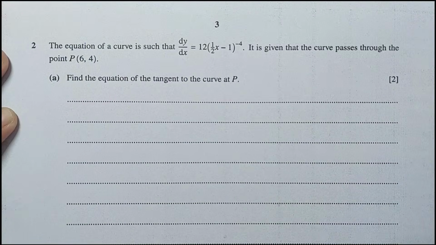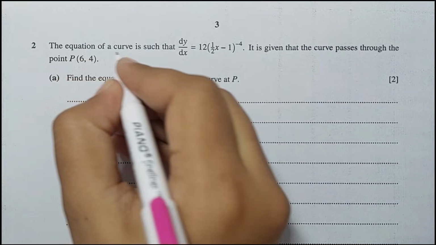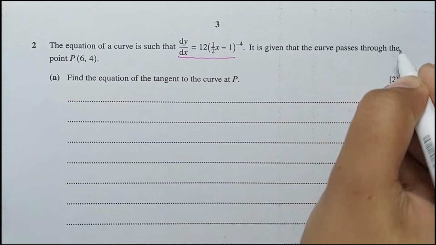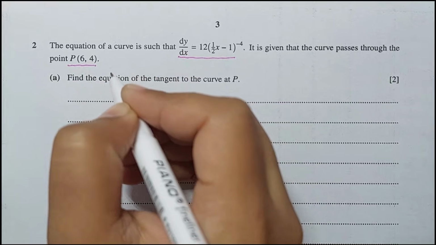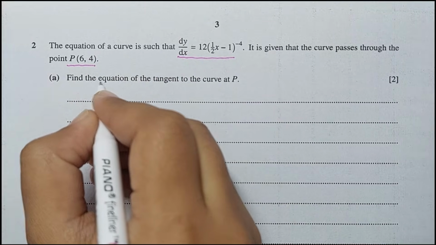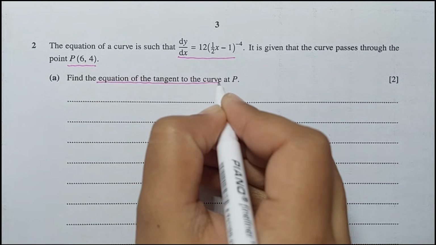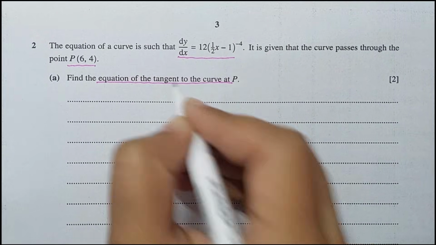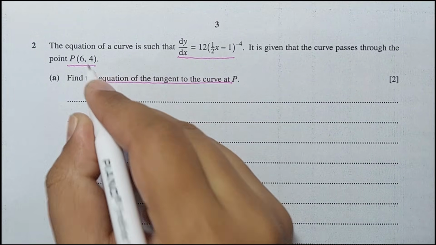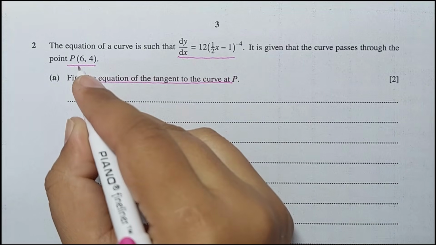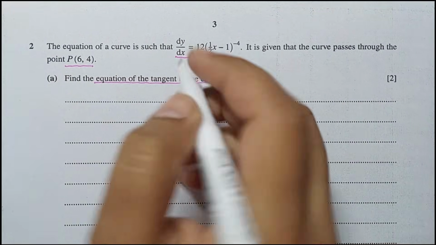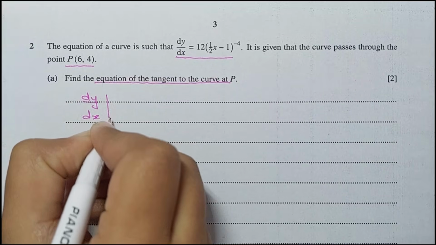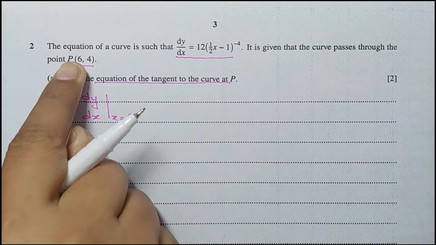All right. Question number 2. The equation of a curve is such that its first derivative is given to us. It is given that the curve passes through the point P, which has coordinates 6 and 4. Part A, find the equation of the tangent to the curve at P. So for the equation of the tangent, we need two things: the coordinates of P, which are given, and the gradient of the curve at the x coordinate, right?